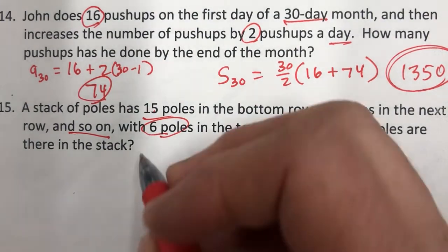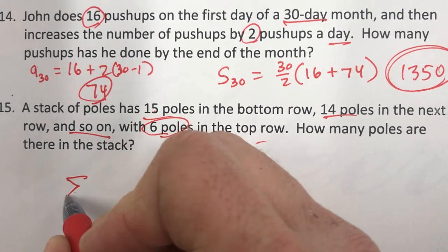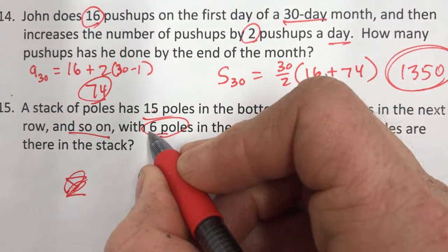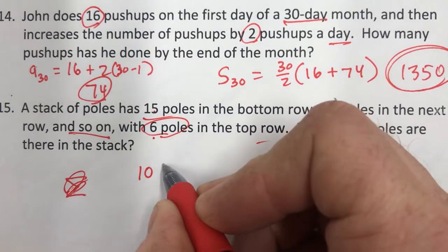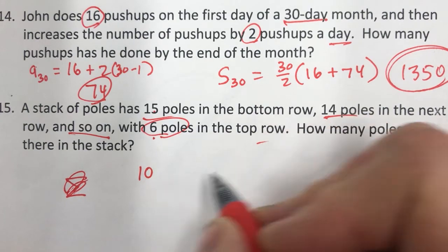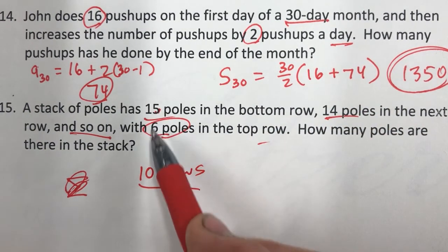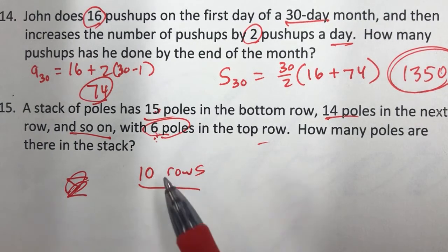Okay, so I can probably write it out like this, but that may confuse you. So if I do 15 minus 5, that's 10. So there's 10 stacks. There's 10 rows, they're calling them. See, 15 minus 5, I gotta do one less. 15 minus 5 means there's 10 rows.